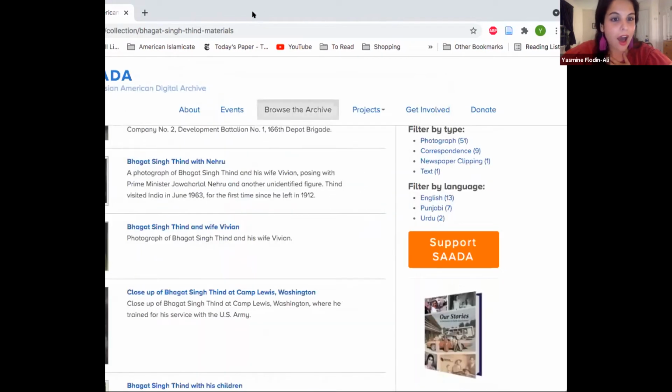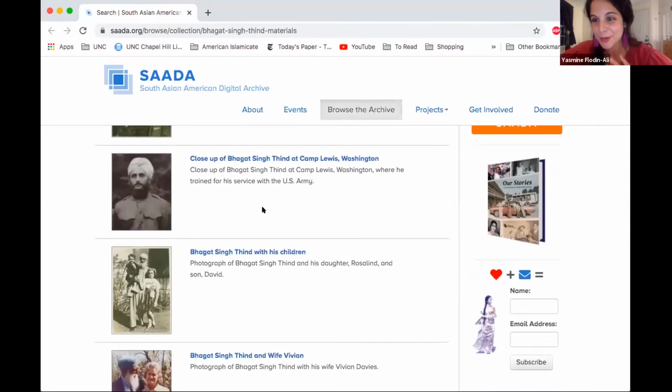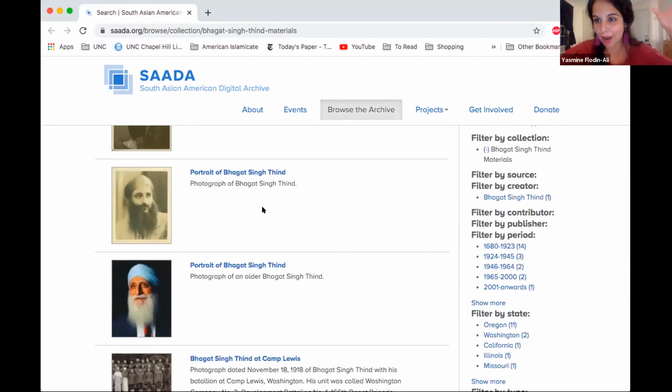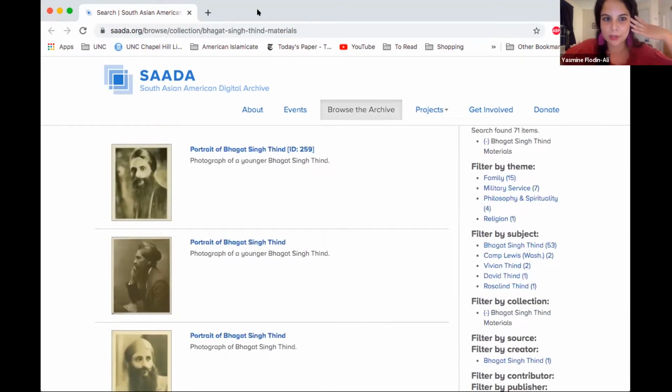The questions that are there in the curriculum are just sort of designed to have students enjoy going through these primary sources, now that they know a little bit of background about the Supreme Court case, to see what else they can learn about him.